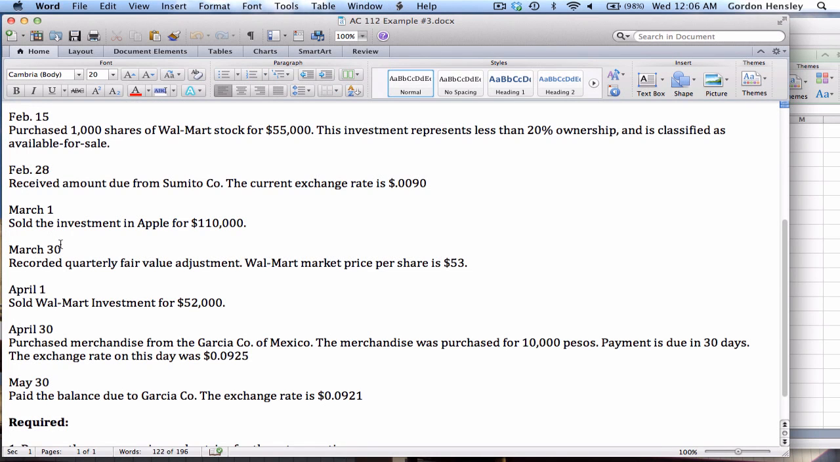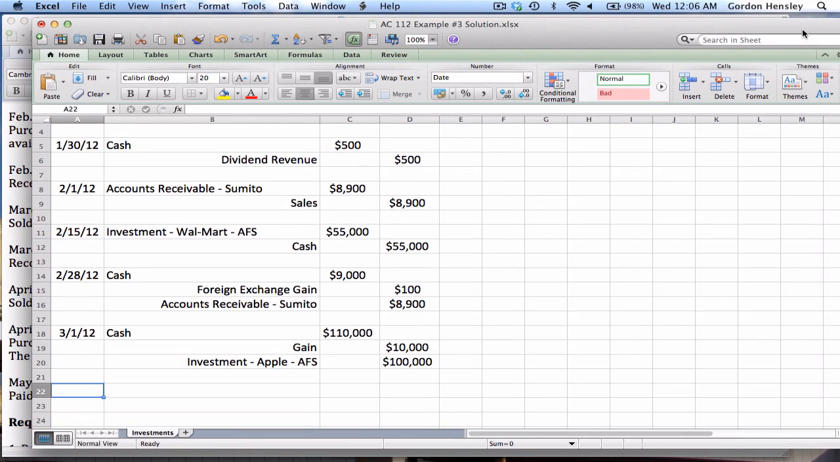Then we have on March the 30th, we're going to go ahead and record our quarterly fair value adjustment. And they're telling me that right now the Walmart stock is valued at $53 a share. Now remember, any stock that we own, we have to do these adjustments. Some companies do these annually. They're going to do the adjustment quarterly.